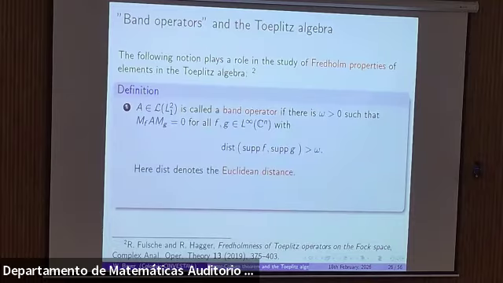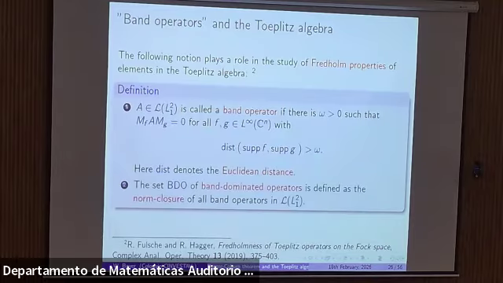And then the set of band-dominated operators is the norm closure of these band operators inside the bounded operators on L2, and these form a C-star algebra.